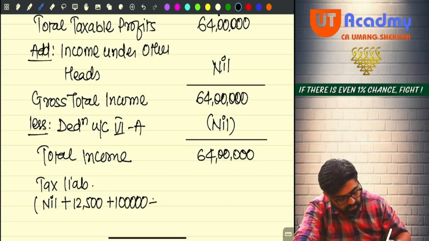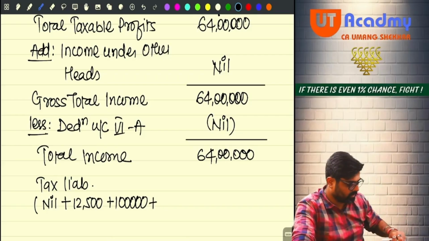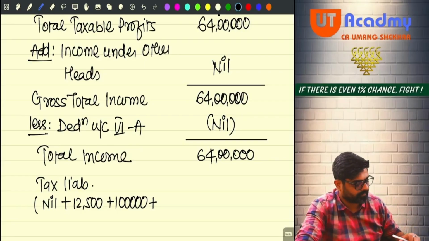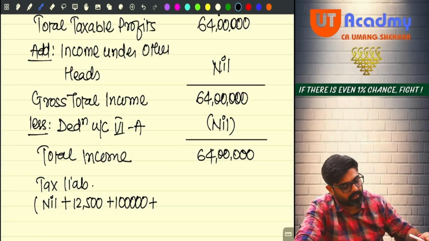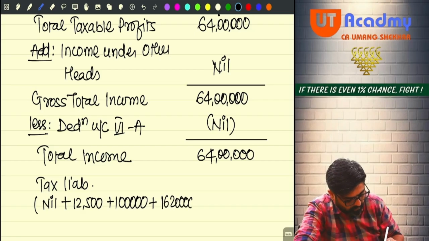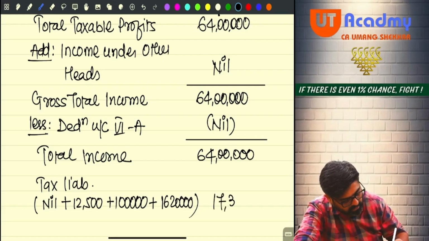And now the total income over and above 10 lakhs. How much is that total income? 54 lakhs. Yes or no, sir? So on 54 lakhs, you will apply 30%. That is 16,20,000. 16,20,000 plus 1,12,500. You are going to get 17,32,500. Did you all get this?